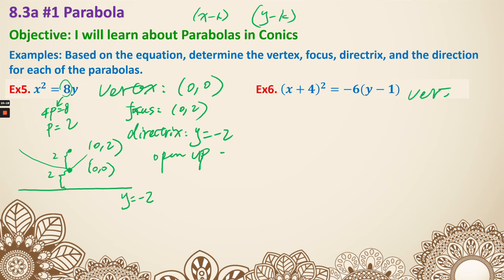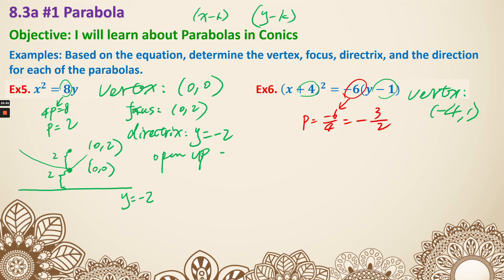Moving on, example 6. Let's start again with the vertex. We're going to use the points next to the x and the y, so the vertex would be -4 and +1. Next, it's time to find our p. Our p is going to be related to this -6 number because it's always attached to y. So that means my p is going to be -6 divided by 4, so -1.5, or actually -3/2.